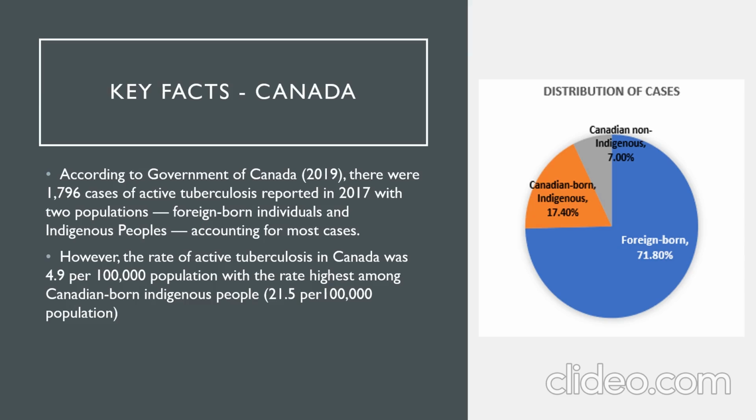That means even though foreign-born nationals have the highest number of tuberculosis cases, if you compare the number of cases with the total number of foreign-born nationals, it is still less than the rate among the indigenous people. So in comparison with the population, the indigenous people still have a higher rate of tuberculosis.